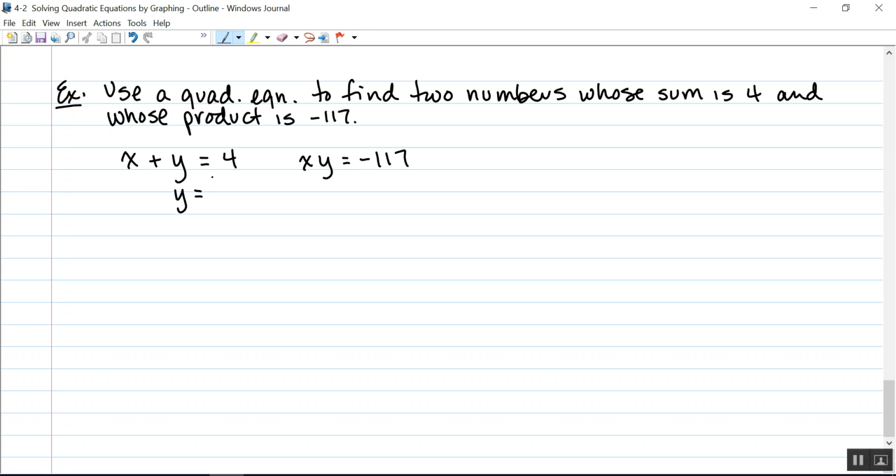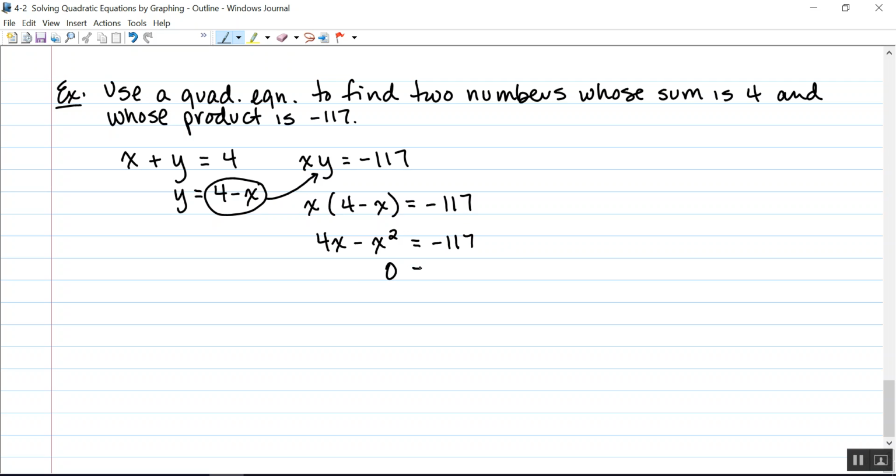I'll solve this one for y by subtracting x on both sides, and then I'll take this and substitute it into there for y. So that's going to give me x times 4 minus x equals -117. Distributing, 4x minus x squared equals -117. And I always want these to be equal to 0, and I like to keep my x squared positive, so I'll do this. I'll do x squared minus 4x minus 117. Now, all I need to do is solve that, and that will give me the two numbers.